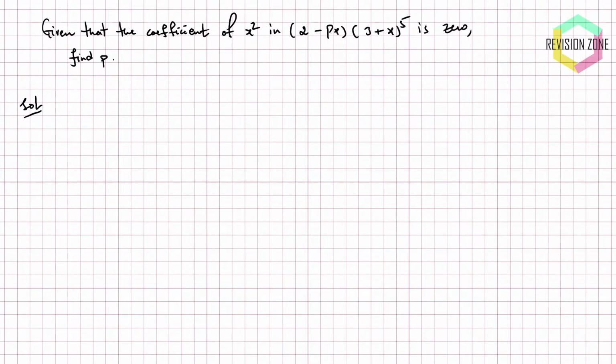In this question, we are given an expression which is a product of two brackets. One of them contains an unknown and the other one is a standard bracket to the power of 5. And we are told that upon expanding both of these brackets together, the x squared term is going to have coefficient 0, and we have to find the unknown in one of our brackets.